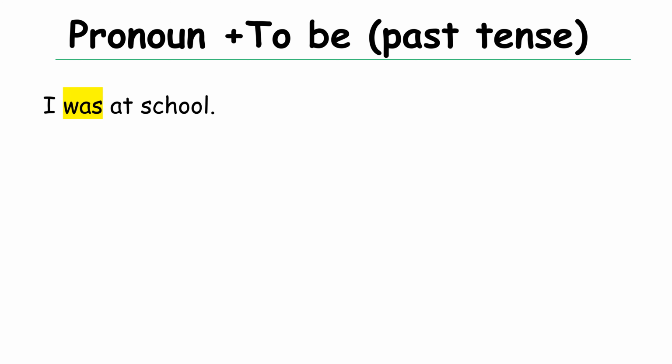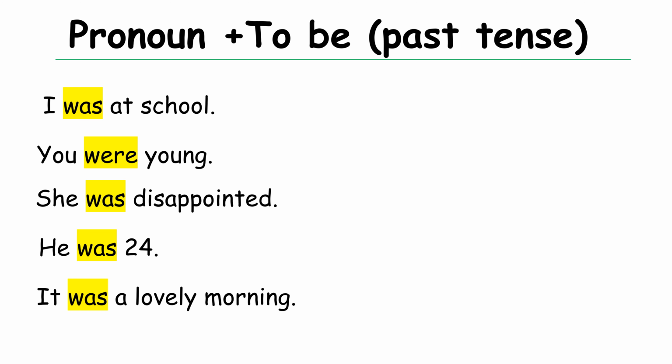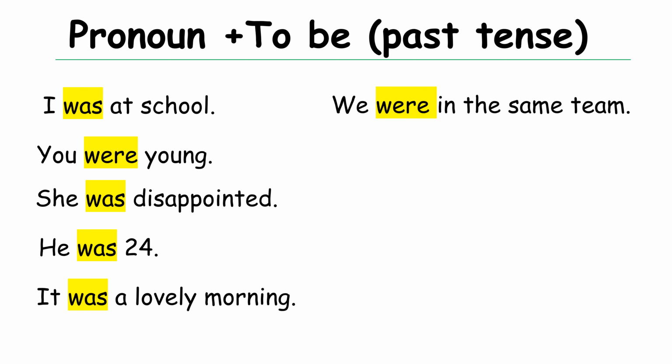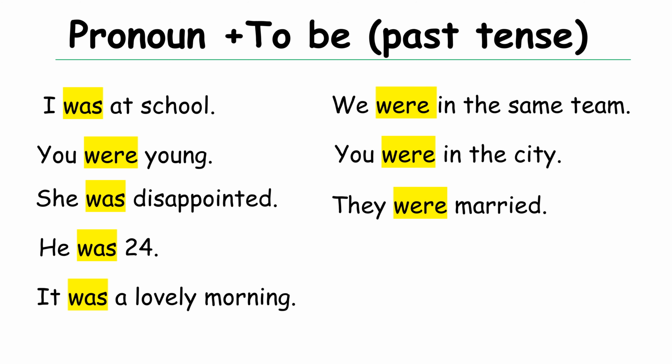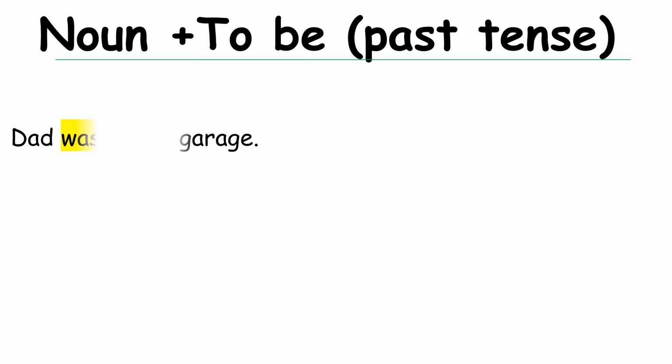I was at school. You were young. She was disappointed. He was 24. It was a lovely morning. We were in the same team. You were in the city. They were married. Now, let's see a few more examples, this time using noun subjects.